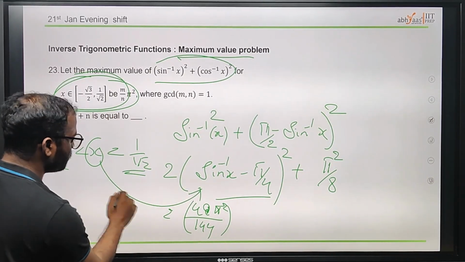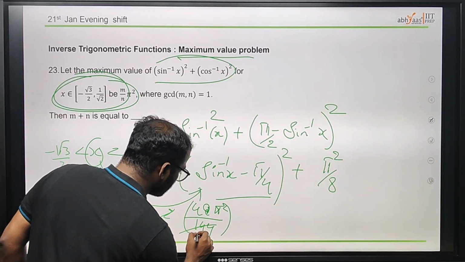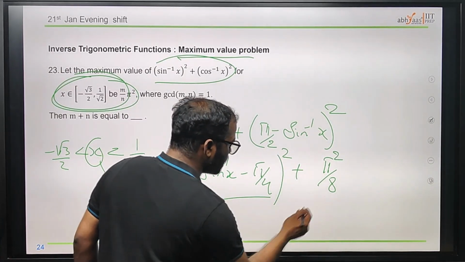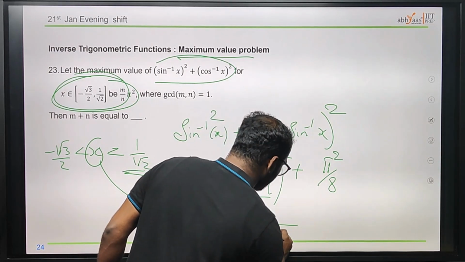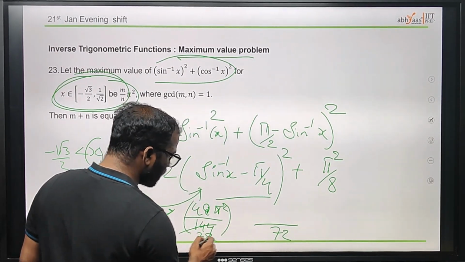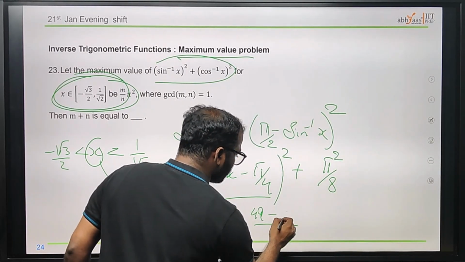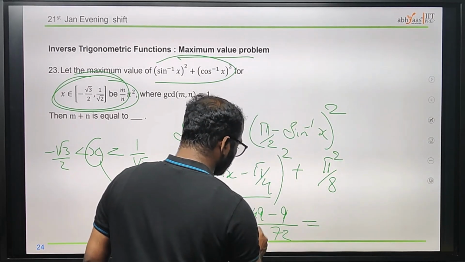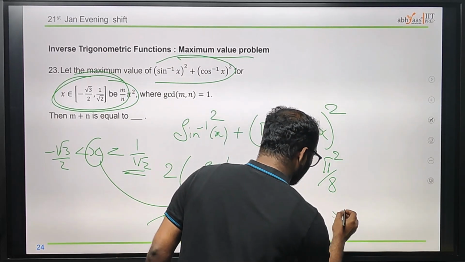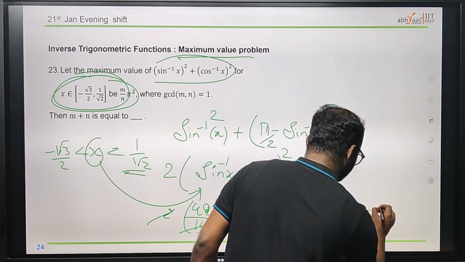We just have to simplify this. We'll get 2 times 7, 2 times 4. The LCM will be 72, and here we have 18. So we get 72, which is 49 pi, minus 9, which is equal to, sorry, plus 58 by 72 pi square.